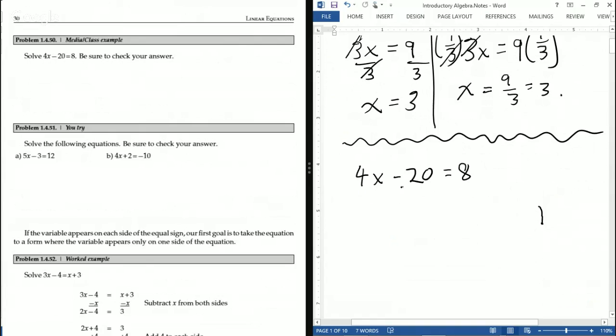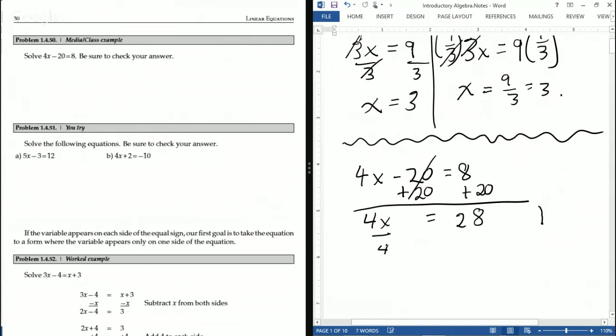So I'm going to add 20 to both sides, to the left-hand side and 20 to the right-hand side. And after that, I'm just going to bring everything down. Okay, I get 4x. Those go to 0, so there's nothing to write. Equals just 28. So 4 times what number is equal to 28?